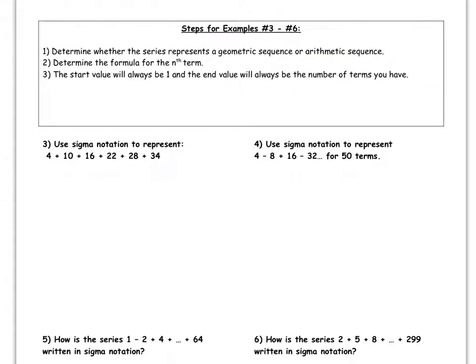Alright, so now I'm going to ask you questions like, use sigma notation to represent this series of numbers. The steps on how to write a sigma notation are to first determine whether the series represents a geometric sequence or an arithmetic sequence. Then derive the formula for the nth term, or what we call the explicit formula.